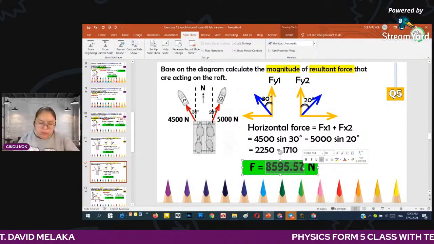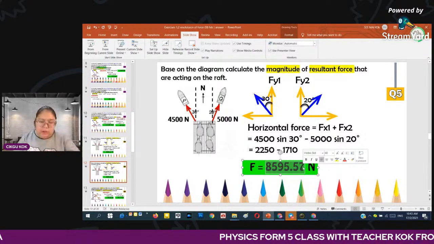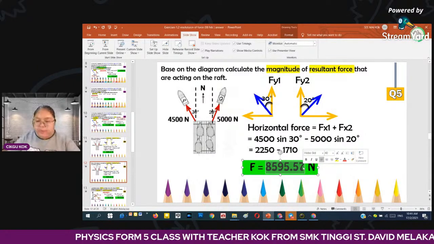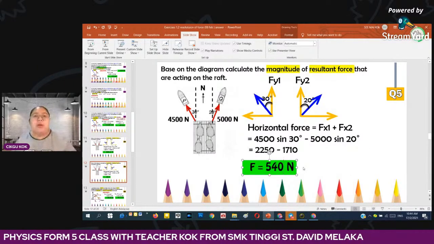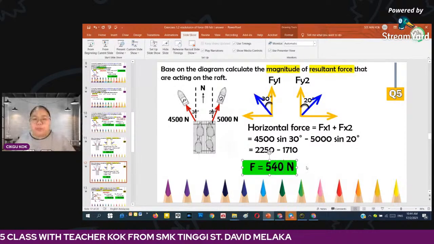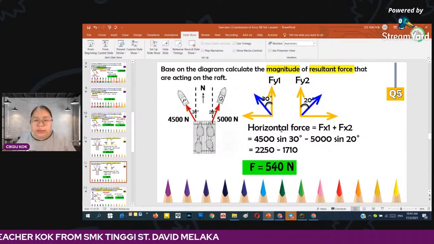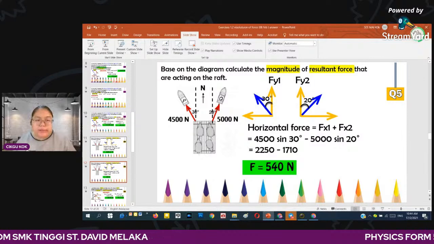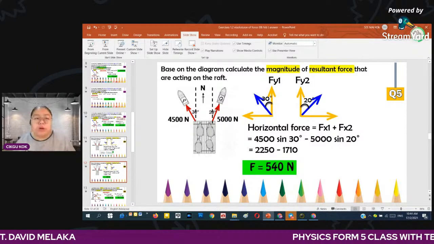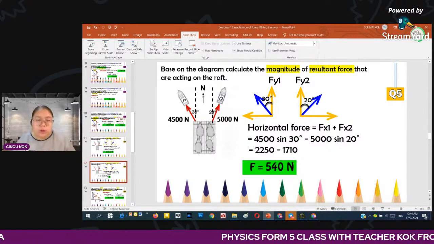2250 minus 1710, so it becomes 540 Newton. Correct or not? So this one is the horizontal. Just now that one is the vertical. So we still have not yet finished. We still want to continue.